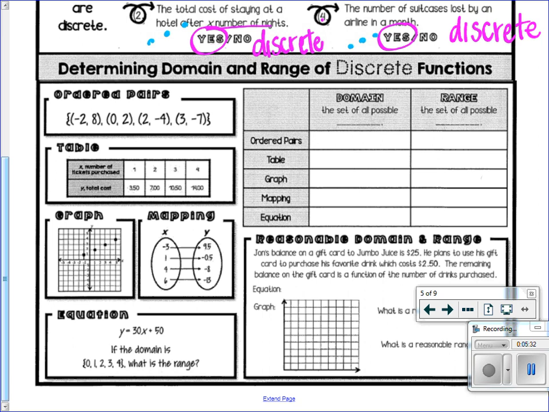Once it's discrete, there's a certain way to write our domain. What does domain go with? Which values? X values. So there's a specific way to write our domain, the x values, and write the range, which are our y values.